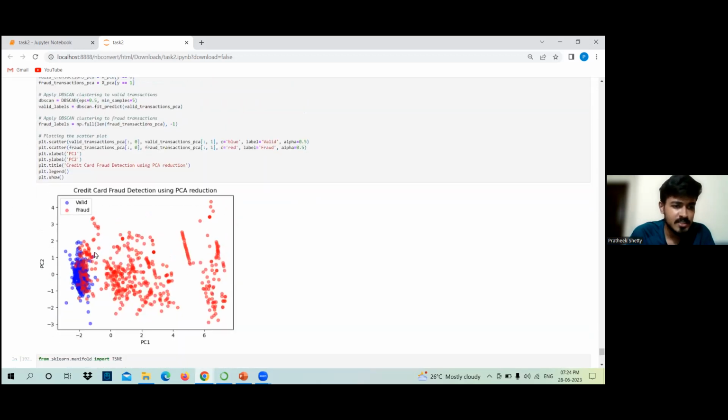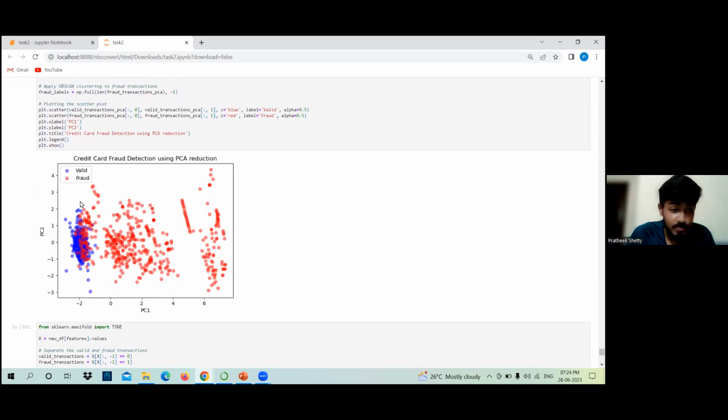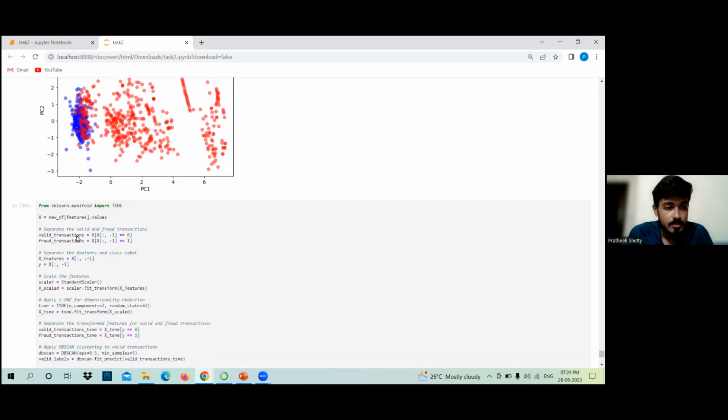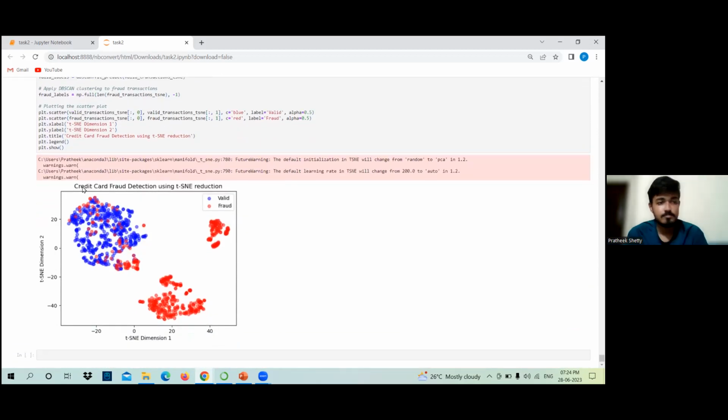What's important to note here is you can clearly see that the blue transactions form a different cluster from the red spots. This is one key feature. Again, you can see it in this TSNE reduction as well, that you can form a completely different cluster using the blue spots than the red spots.